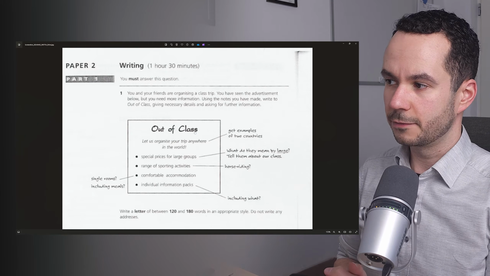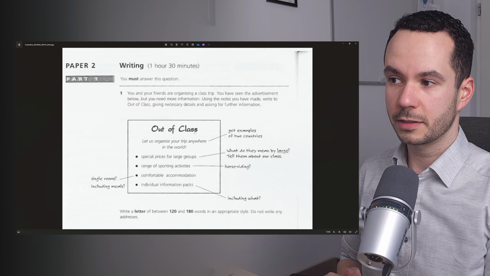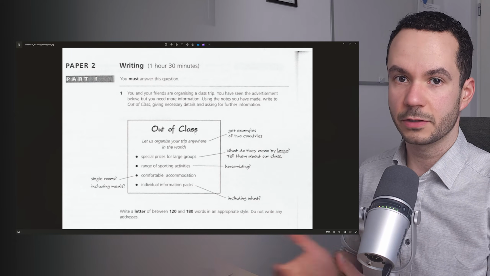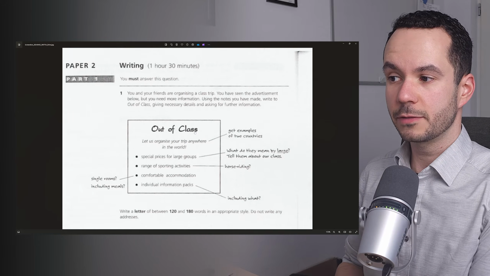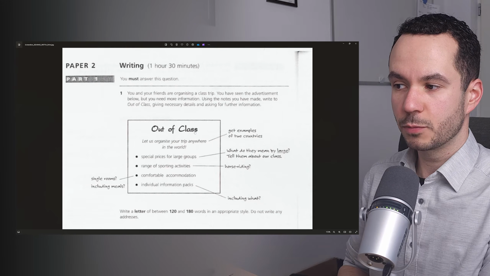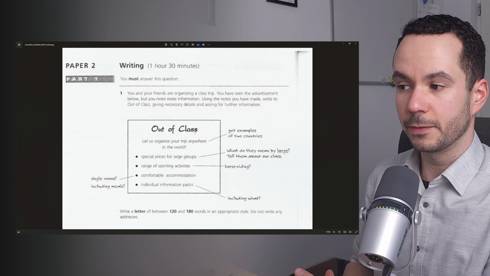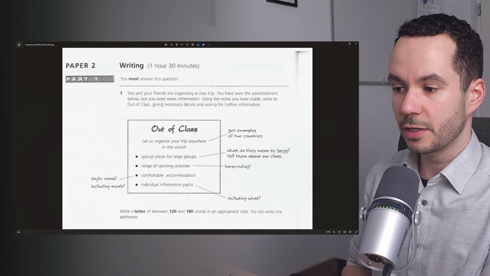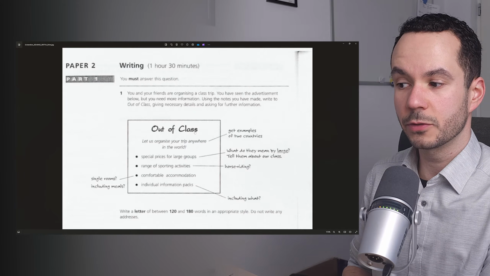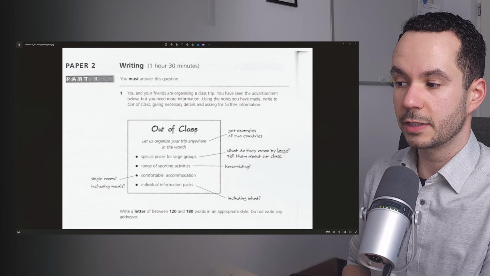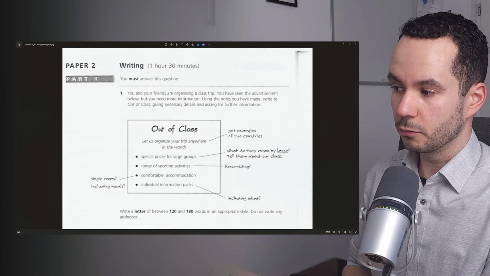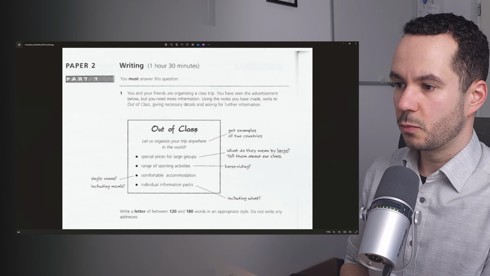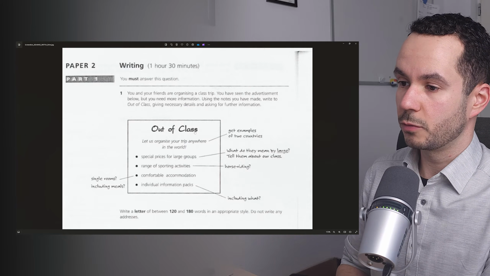So we have an advertisement and it says Out of Class, it says let's organize your trip everywhere in the world. It gives some things that they do: special prices for large groups, a range of sporting activities, comfortable accommodation, and individual information packs. It says write a letter of between 120 and 180 words in an appropriate style. Do not write any addresses. We also have some notes, and we need to include those notes when we're doing this assignment.